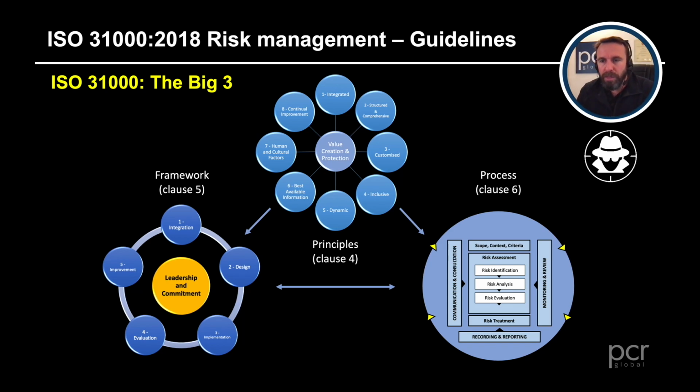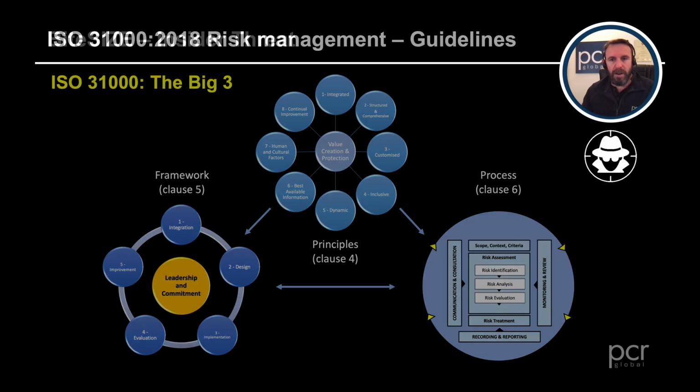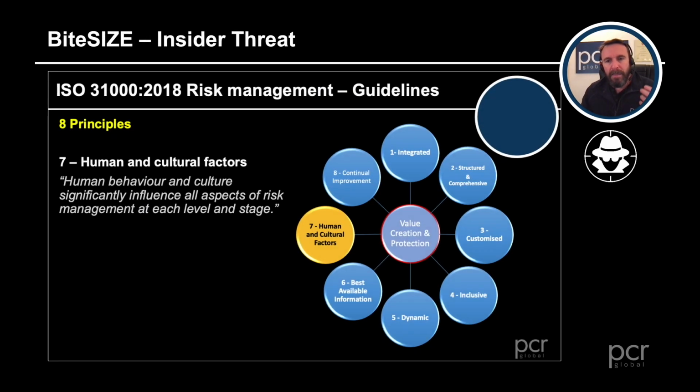When we finalize the 31000, it will be big three, big three, big three. Talk me through the principles, talk me through the framework, talk me through each and every part of the risk management process. Very important, the big three. And that is certainly going to link into security risk management and insider threat. It's going to link into environmental, it's going to link into HR and health and safety as well, of course. Let's have a look at those principles. I've just pulled one or two out which do link very much with insider threat.